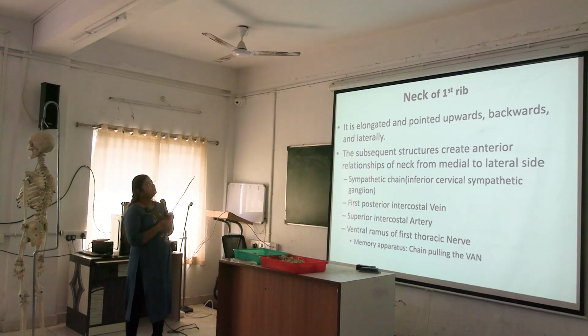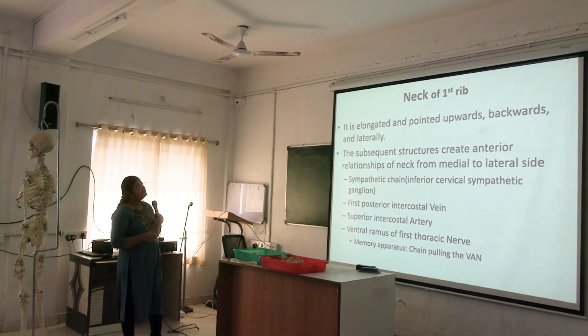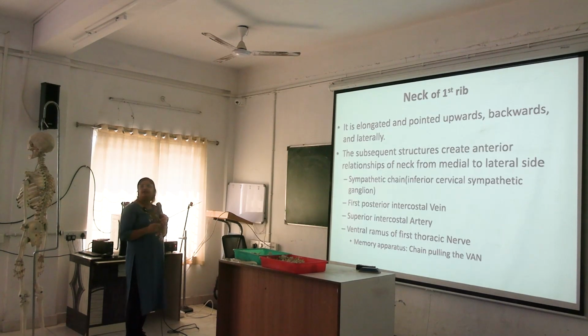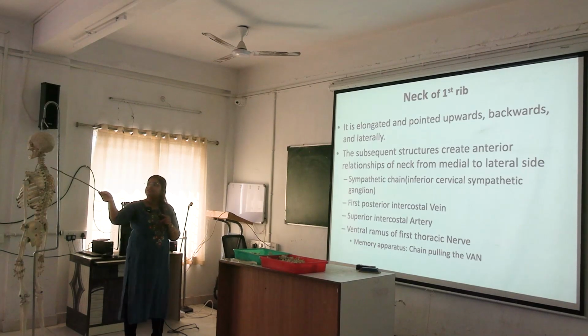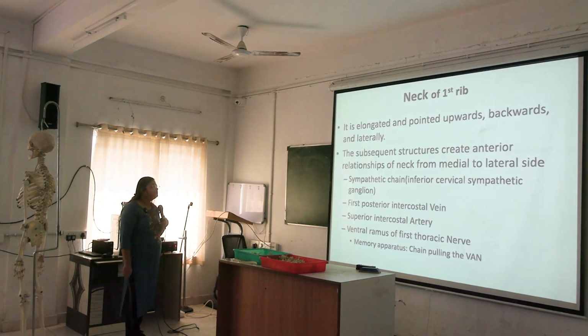Next we are going to the neck. The neck of the first rib is elongated, pointed upward, backward and laterally. Here in the anatomical position you can see upward, backward and laterally. And the subsequent structures create the anterior relationship of the neck from medial to lateral side, those four structures.